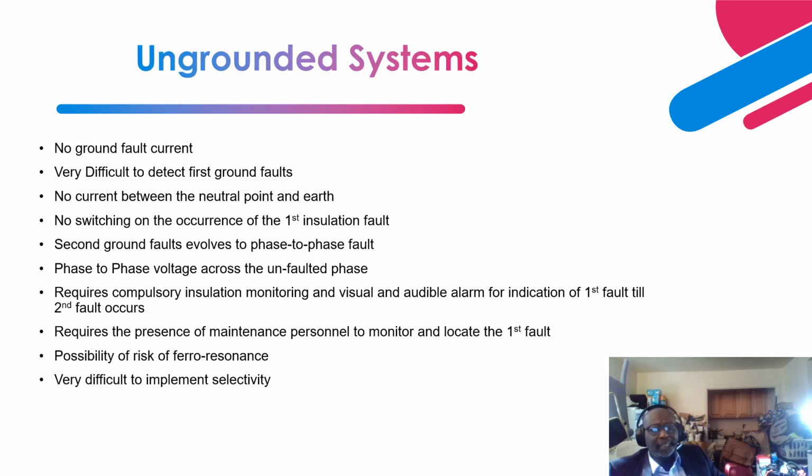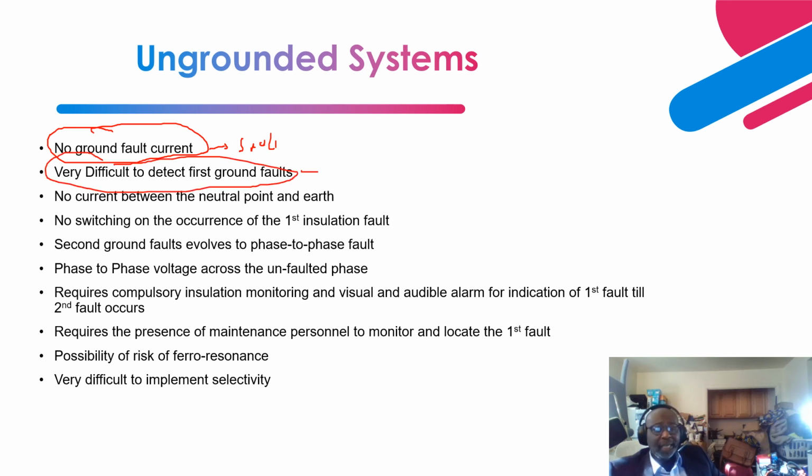Okay, so now let's take a deep dive into an ungrounded system. What basically are the attributes and features? As I mentioned, in an ungrounded system the neutral is floating. Everything is floating. It's not connected to ground. So the possibility of seeing a ground fault is very minimal. Even if you see a ground fault, it is very small because of the high impedance path that it offers, and it is very difficult to detect the first ground fault.